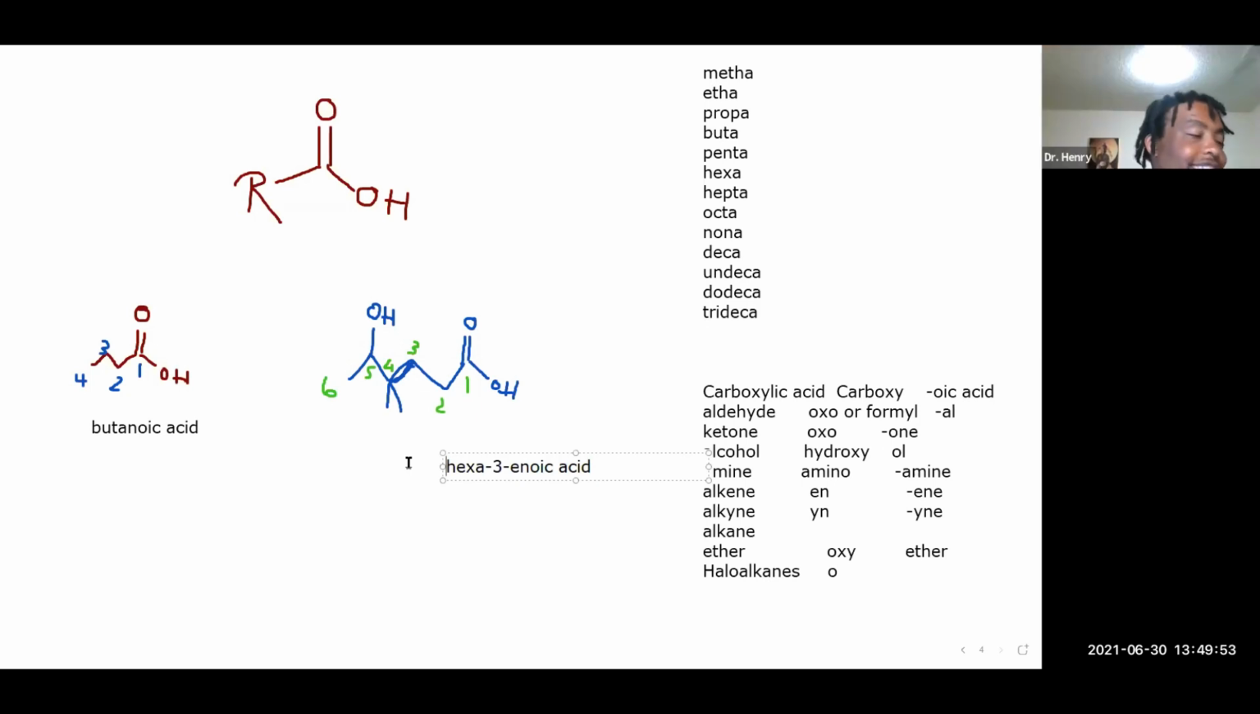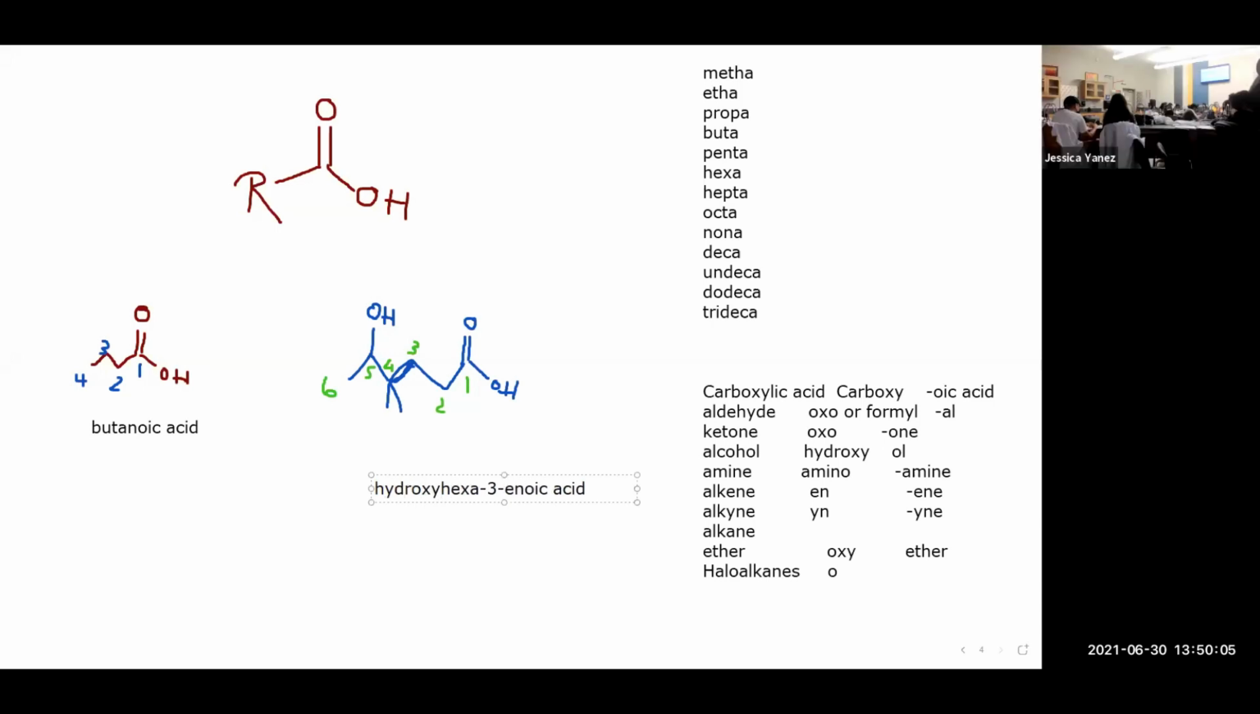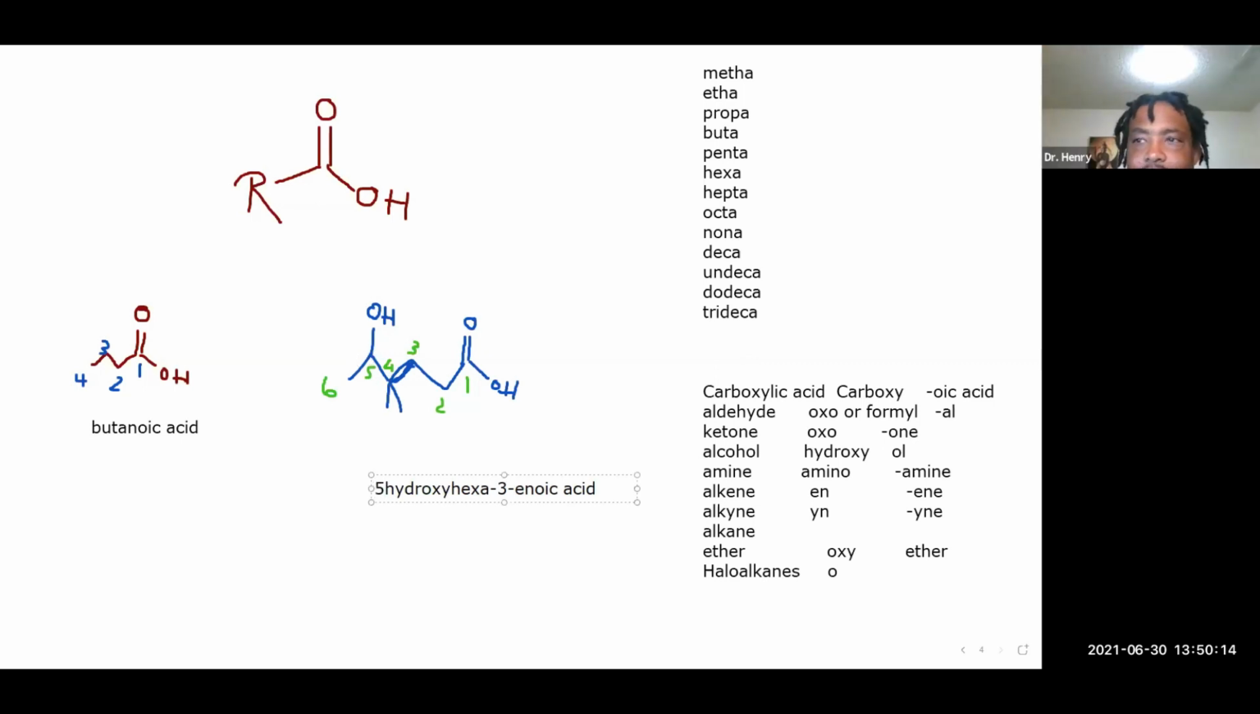Oh, no. Ah, you said hydroxy? Hydroxy? Where's that hydroxy at? At the end or is it the beginning? At the 5 carbon. So it's 5 hydroxy, because the alcohol doesn't have priority. Carboxylic acid has priority. So we want to end its name with oic acid.